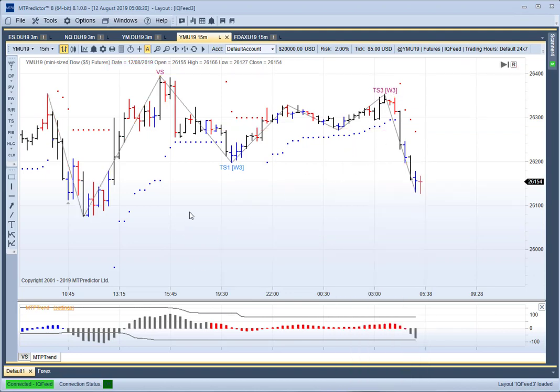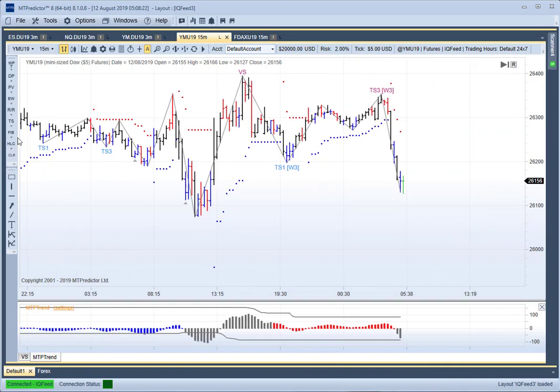So is MTPredictor a black box system where you just take all the setups blindly as if it's a mechanical system, perhaps in the direction of our MTP trend, or is it something different? Well, you guys who've been following us for a while will know it's something different, and the reason we take a different approach is because markets are basically random half the time. So 50% of the time basically you won't get any clear clean pattern.